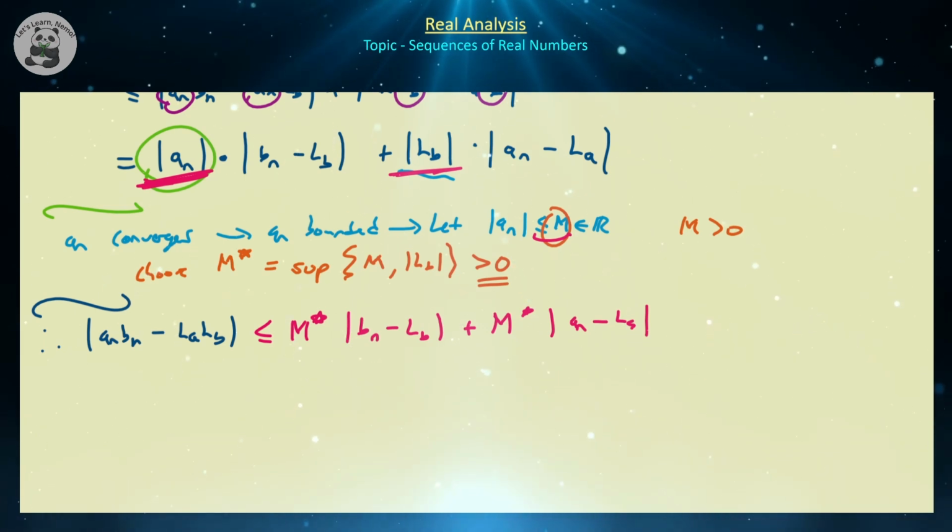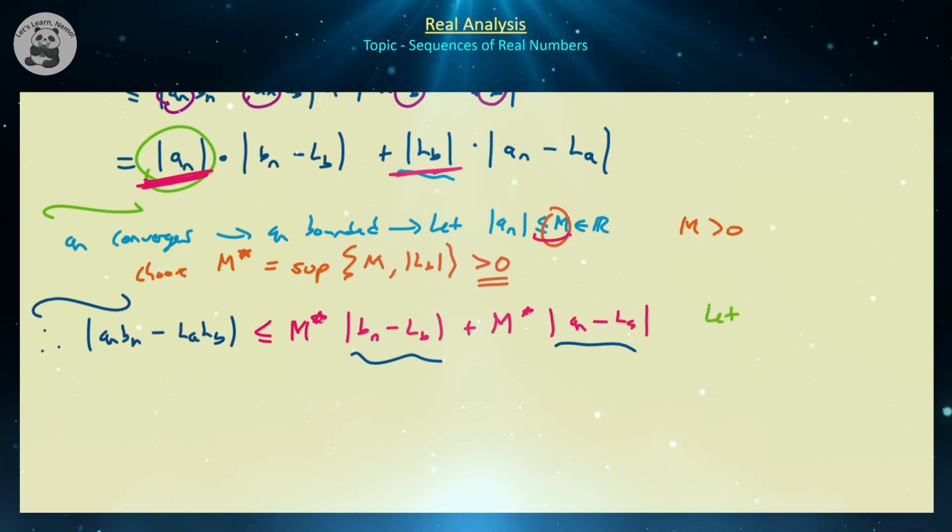So if that is the case, then what do we have? Now we're going to let, because we know something about these two things because they're convergent sequences, so what we're going to do is we're going to let the absolute value of An minus LA be less than epsilon divided by 2M star.